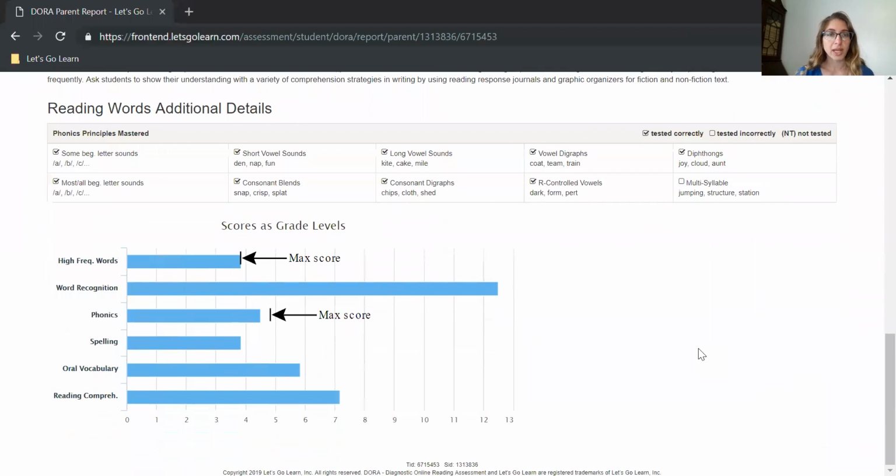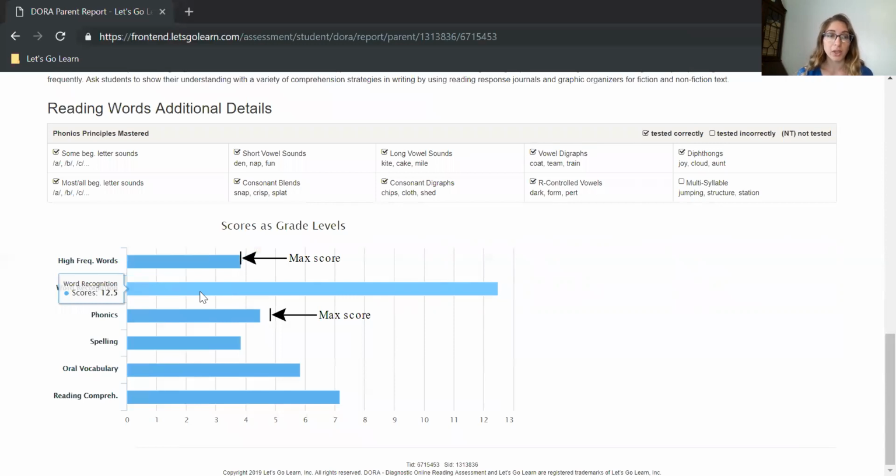Next we come down, we get an idea of where the student is relative to the max scores that are possible. For example, in high frequency words, if we hover over this, we can see that this student received a score of a 3.83. That means end of 3rd grade. Well, that's as high as high frequency word goes. So even though this student is a 5th grade student, the highest score they could get is a 3.83, and they've maxed this out. Word recognition maxes out at 12th grade.